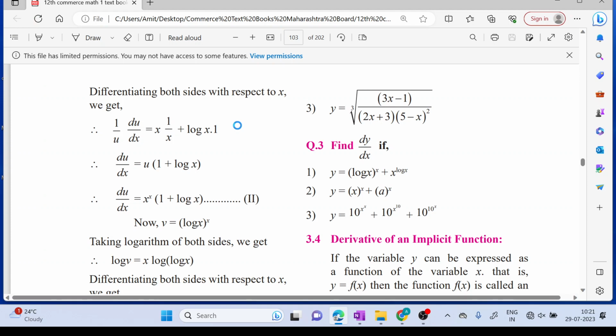Right. So okay, now the same problem, same terms, but there is a plus sign in between. Y is equal to x raised to log x plus log x raised to x. Whenever this plus sign or minus sign comes in between, don't take log directly. We have to use logarithmic differentiation. True.